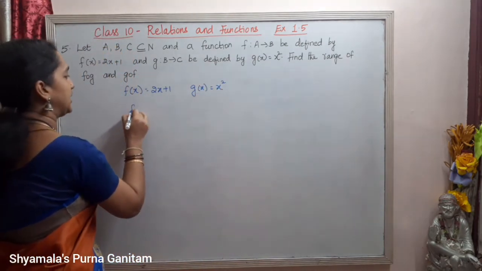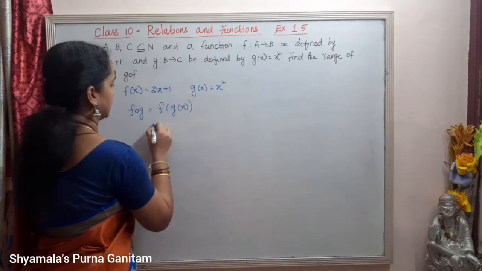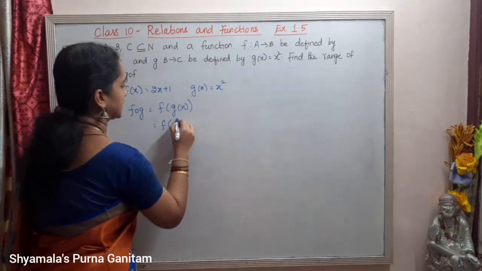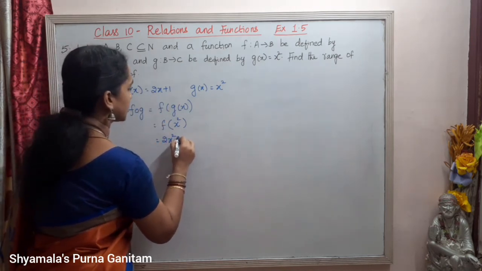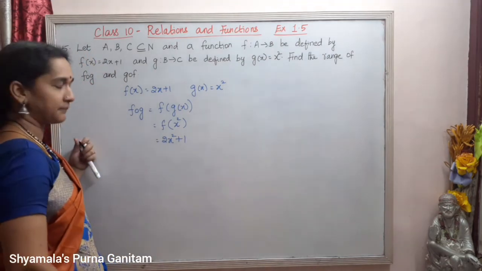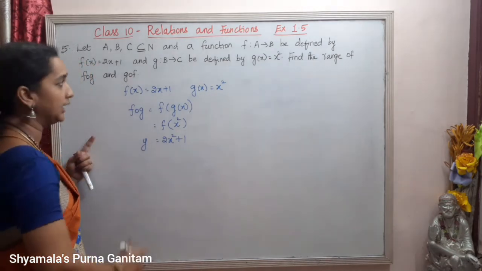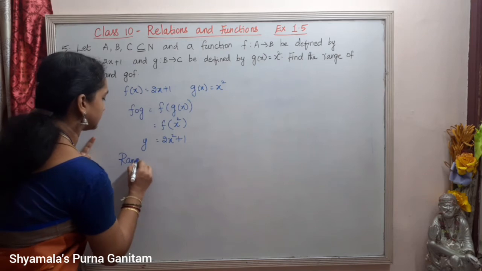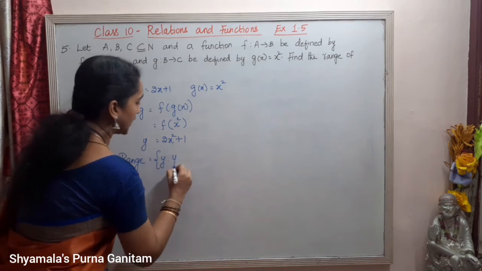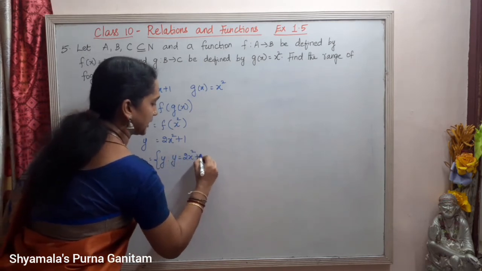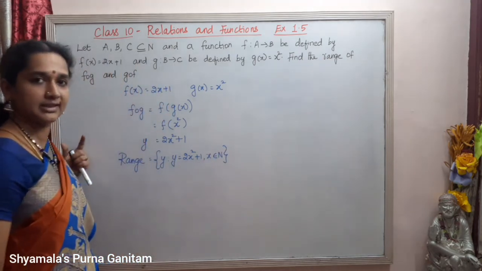So first we will find f of g and g of f. So f of g is equal to f of g of x. So g of x is x squared. So in this place of x, we will substitute x squared. So 2x squared plus 1. So this is f of g. If we are taking f of g as y, we will write the range for this as y such that y is equal to 2x squared plus 1, where x belongs to N, natural numbers. This is the range. Okay.